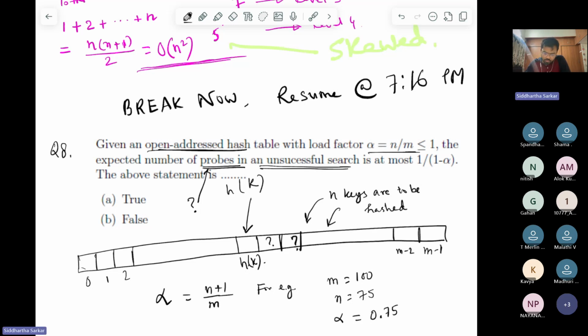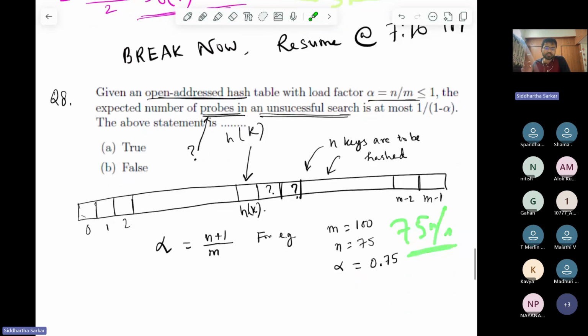Okay. So suppose alpha is 0.75. That means 75% of the hash table is filled, and so 25% is empty. If the number of slots is 100, then 75 slots are filled and 25 slots are empty. And at that point, you perform this unsuccessful search.